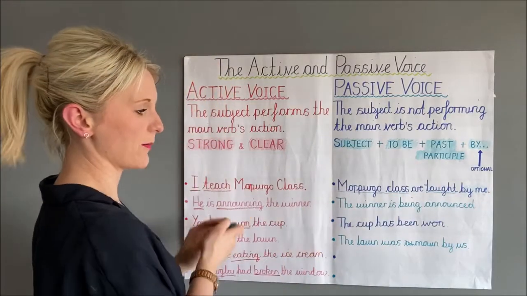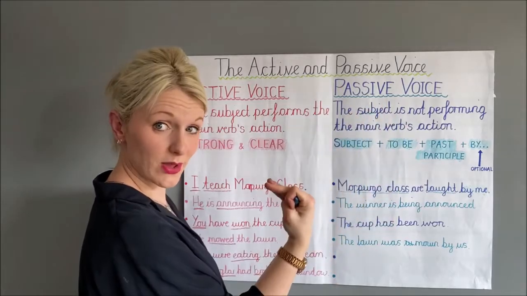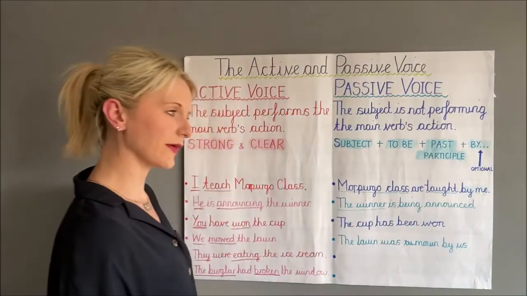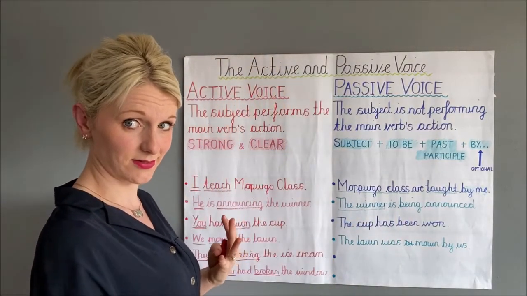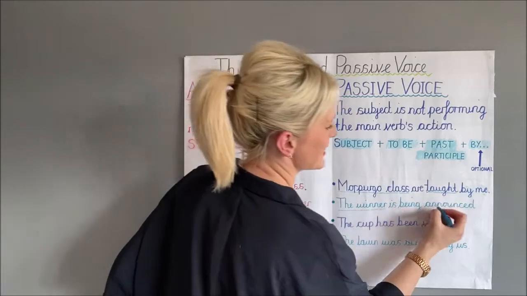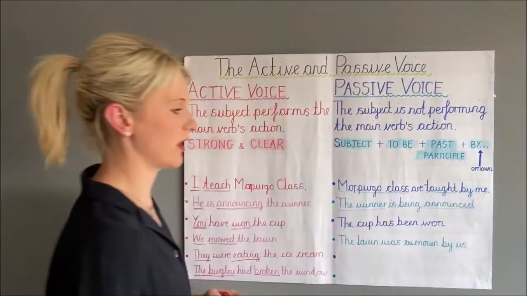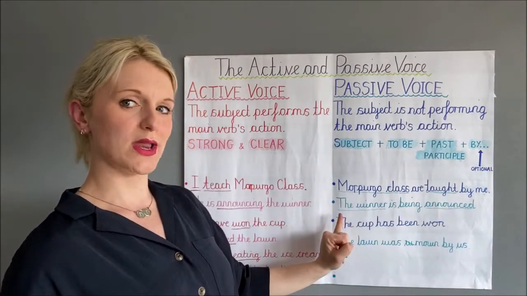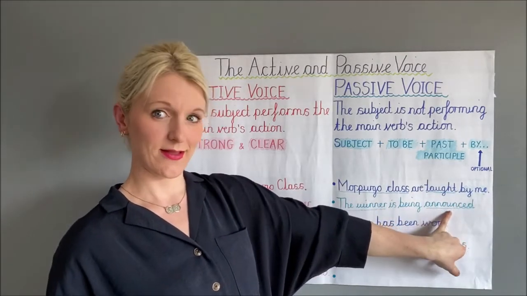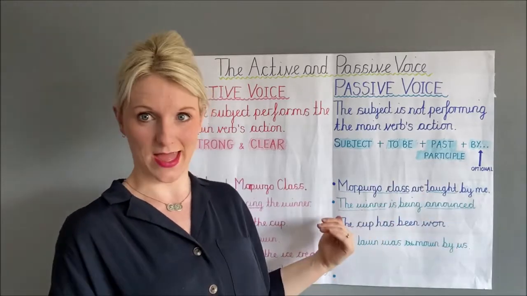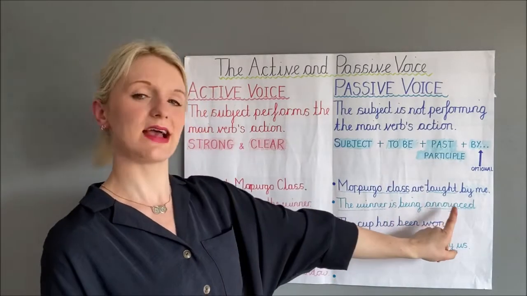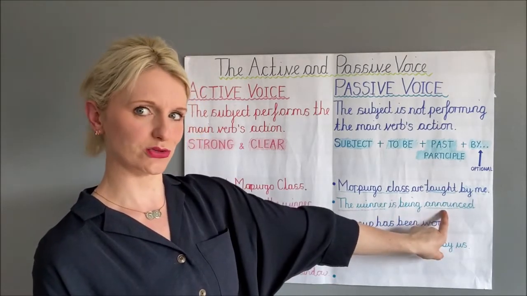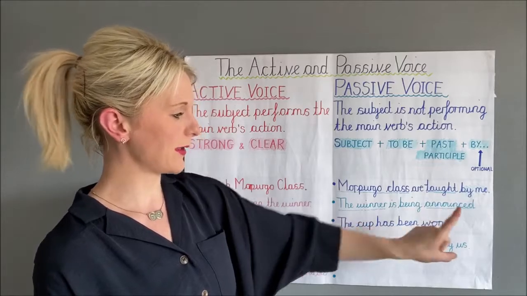So let's have a look at this next example. In this example, remember, subject always comes before the verb. Subject here is the winner. Okay, the main thing that is happening in this sentence is that something is being announced. So that's our main verb. The winner is the subject. Announced is the main verb, but it's not the winner who's doing the announcing. They're having the announcing done about them. Okay, so this sentence has been written in the passive voice because our subject is not the one who's doing the main verb. Okay, let's have a look at the next one.